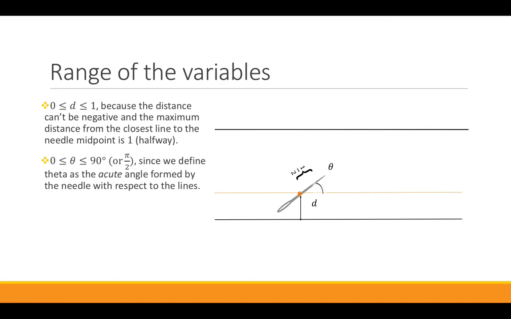So the range of the variables will be, for example, D will be between 0 if the middle point of the needle is here, to 1 if it's here, around here. Because the distance cannot be negative, and the maximum distance from the closest line to the needle midpoint is 1, halfway. And theta will range from 0 if it's like this, the needle is completely horizontal, to 90 degrees if the needle is completely vertical, because we're talking about the acute angle.